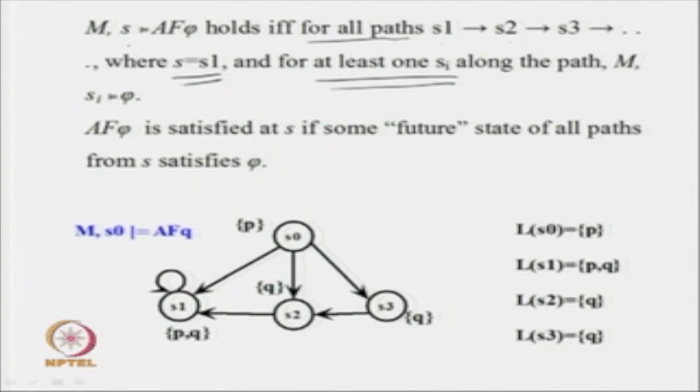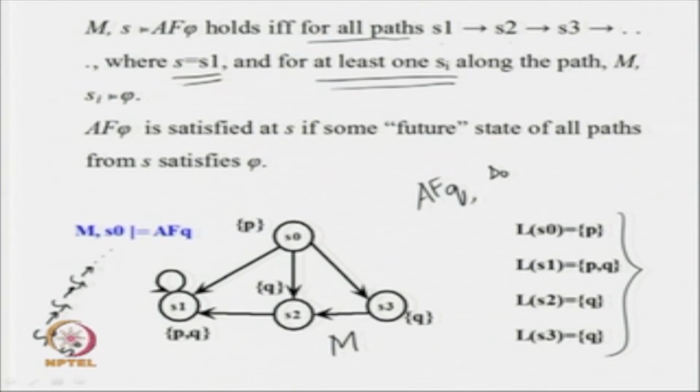Now, again look at this particular model M. We have 4 states, s0, s1, s2 and s3, and this is the labeling function of these 4 states. Now, we are concerned about this particular formula AF q in state s0. We get the path s0 to s1, and s1 will remain in s1 because we have a self loop.